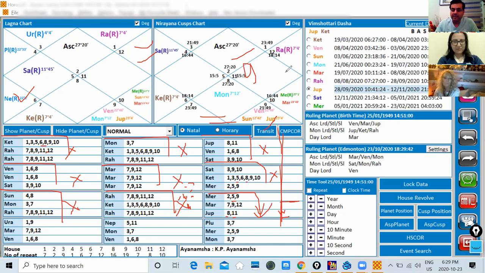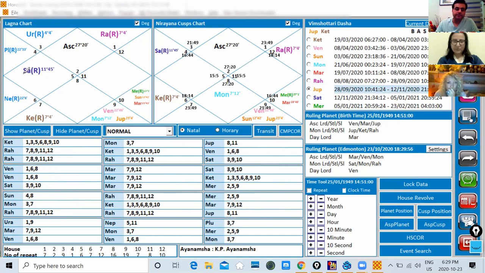So again, when the question comes about life, look at all the planets. When the question comes about the present time, look at the lords ruling you at present time. Is that clear?